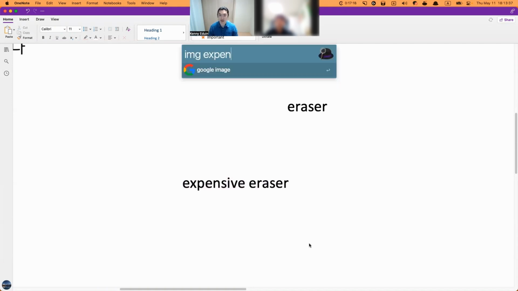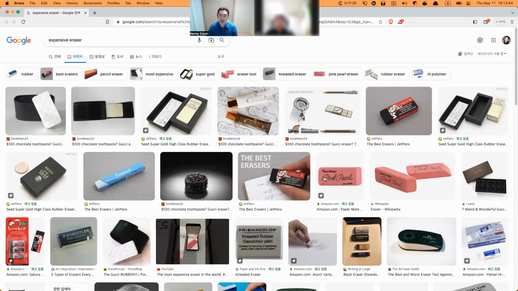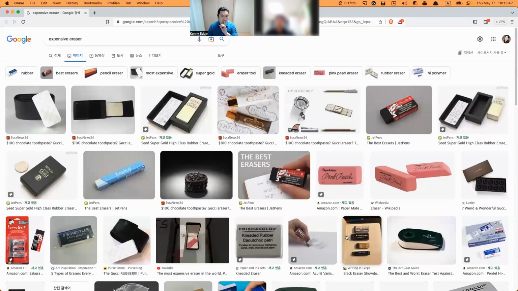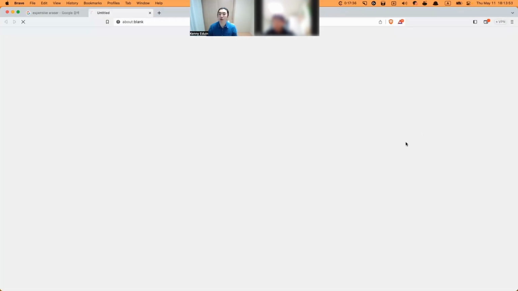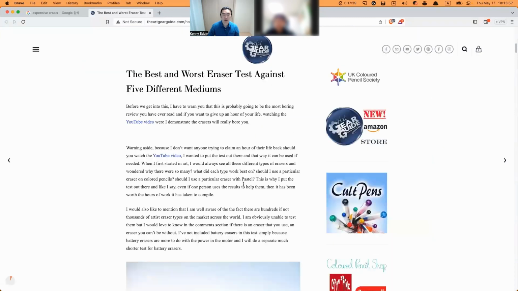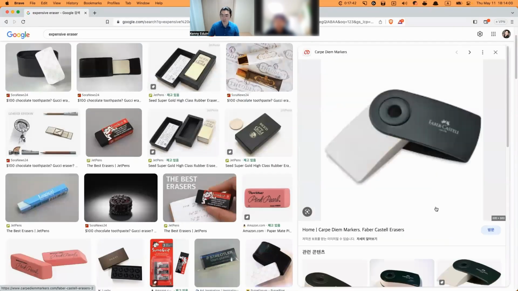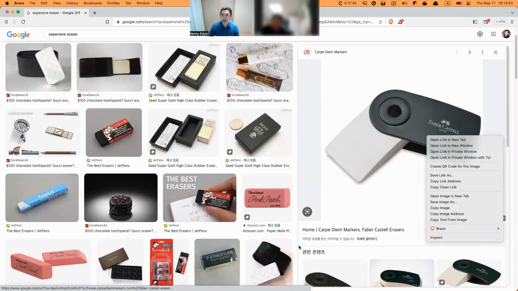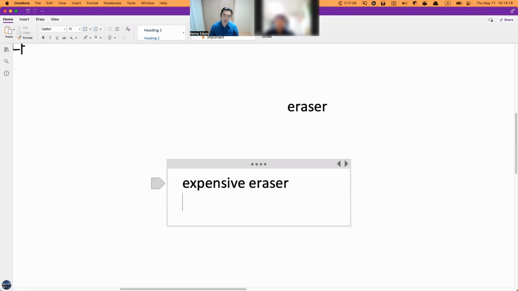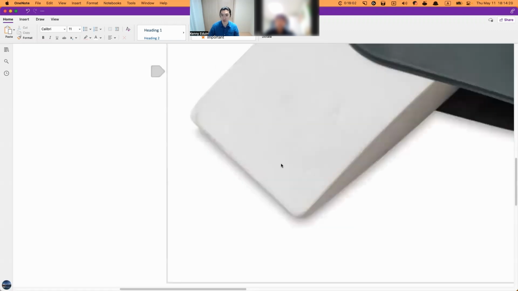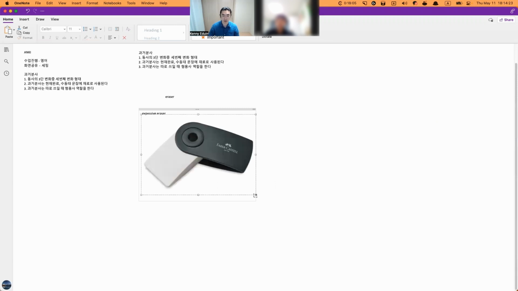Okay, expensive eraser. I want to see some kind of picture here. Oh, okay. Maybe that's an expensive eraser. Okay, so what? Is that an eraser? Are you serious? Okay, look at that. I think this is an expensive eraser. Look at that. So it has a case too. I like it. Okay, I'm going to use this picture. And then I'll explain this to you. I'll use this here. Okay, this is expensive eraser.